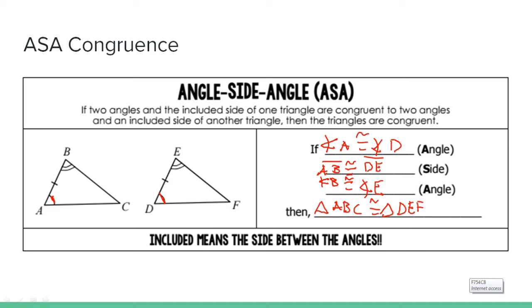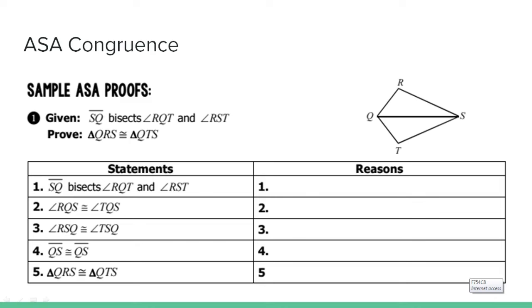Okay? And as they highlight down here, included means the side between the angles. This is really key, just like it was with side-angle-side. So let's take a quick look at a sample proof here. The left side has been filled in. We just have to fill in the right-hand side. They tell us that SQ is a bisector for two separate angles, for RQT and for RST. So we can go ahead and write given for our reason there.